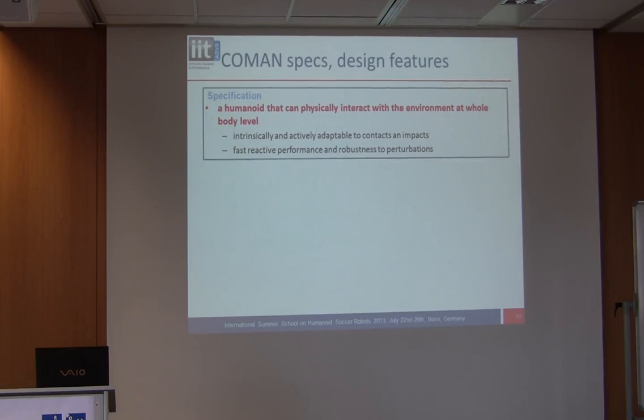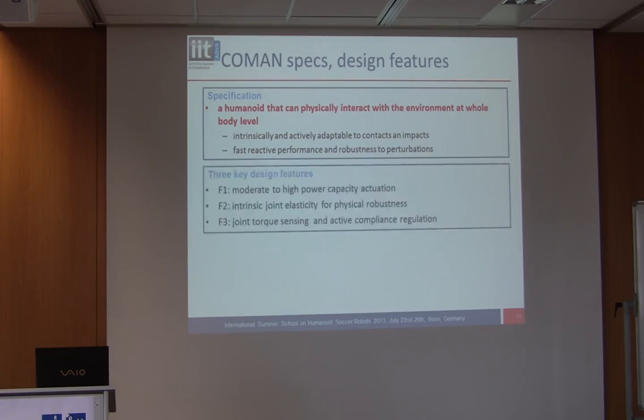So when we started the design, we basically started with this single-line specification, which was to develop a humanoid that can physically interact with the environment at the robot level. So we increase the adaptability to impacts, and faster reactive performance and robustness to perturbations. These are very different from the videos that we've seen before, even from state-of-the-art humanoids, where there is a very strict rule on the system that we basically don't allow touching, and all the interaction that occurs between the robot and the environment needs to be pre-planned and well known in advance.